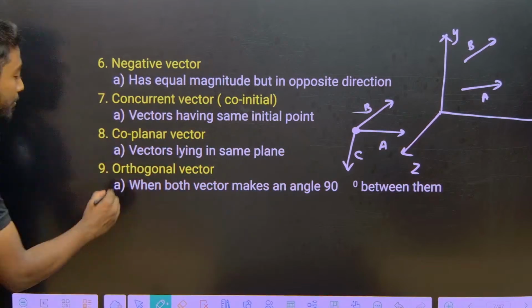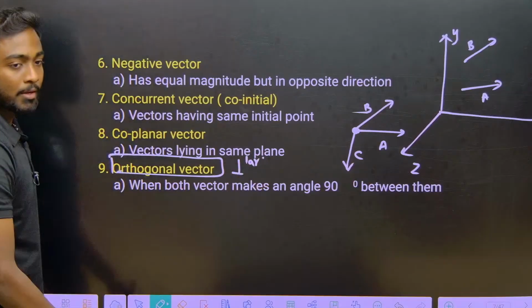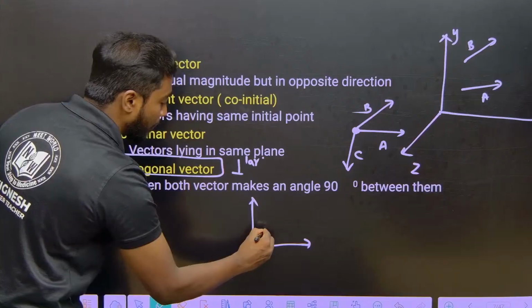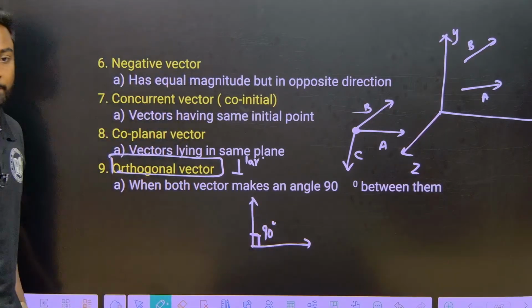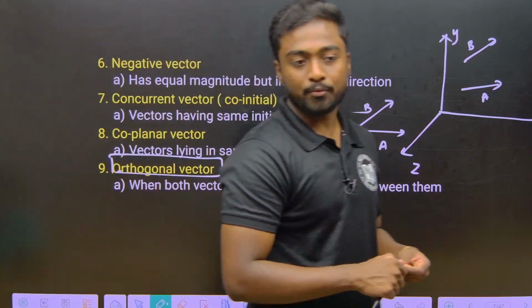Orthogonal vector is nothing but when both vectors are perpendicular to each other. So this is A vector and this is B vector. The angle between them is 90 degrees. So this is the meaning of orthogonal vector. Is there any doubt in the types of vectors now?